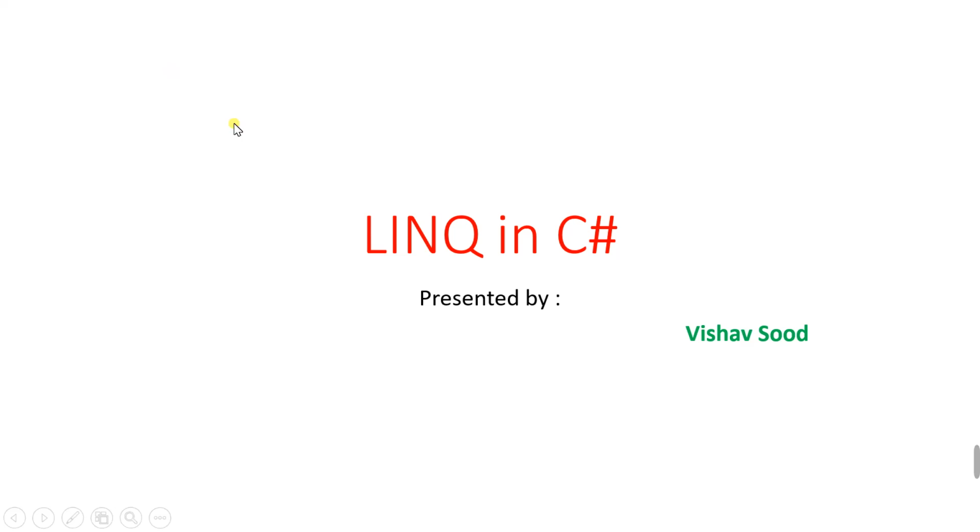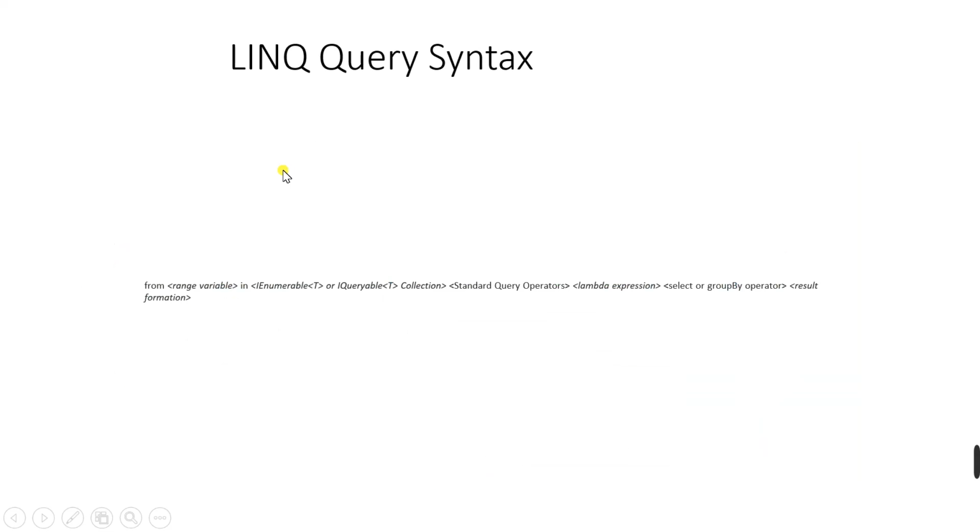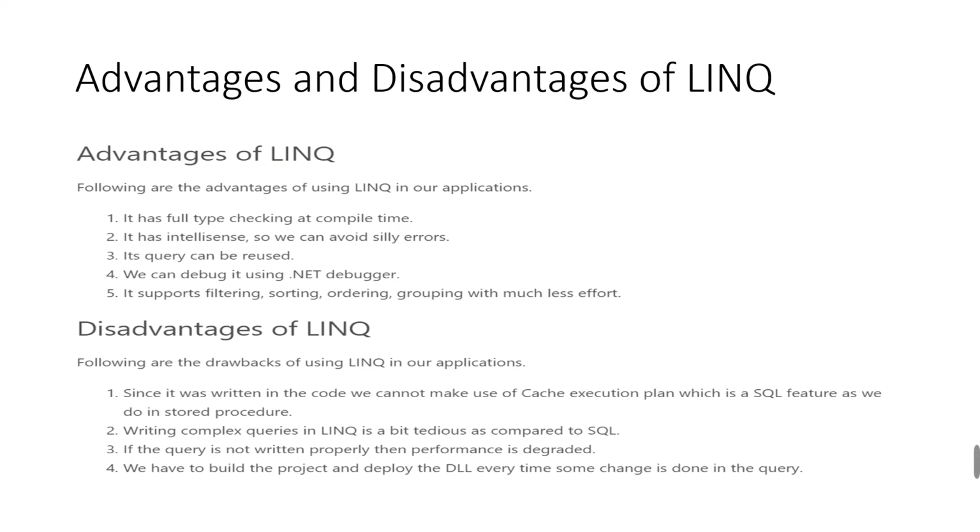So if I run the syntax again, then let's talk about the advantages and disadvantages of LINQ. The advantages are, it has full type checking at compile time, because we are checking the type of the class in the C sharp code, right? All the LINQ queries will be written in the .NET Framework in the form of C sharp .NET or VB.NET, so the type will be checked at compile time. It has IntelliSense because it is part of .NET.